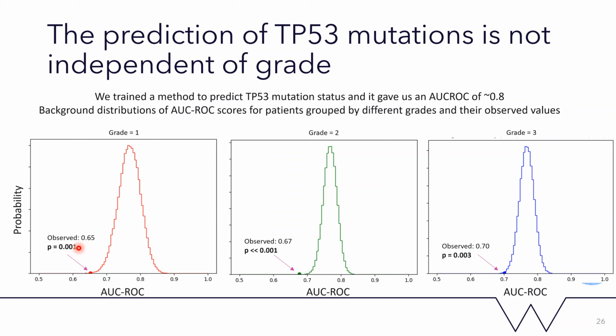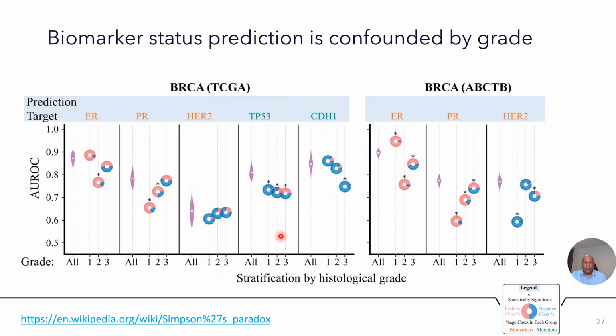But what we observe is that the observed AUROC of the model for grade 1 patients is 0.65 and not 0.77, and this is a statistically significant result. So the model's prediction accuracy goes down when we stratify with respect to each grade, which is really bad in the sense that our model is not predicting the effect of mutations alone, but the combined effect of mutations in the TP53 gene together with grade. We also observed similar confounding effects in other genes as well.